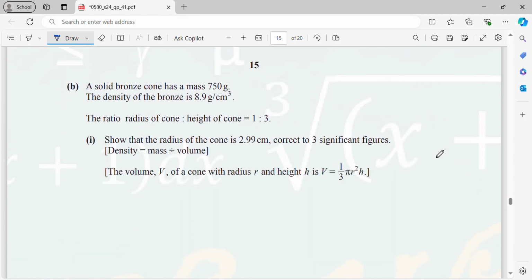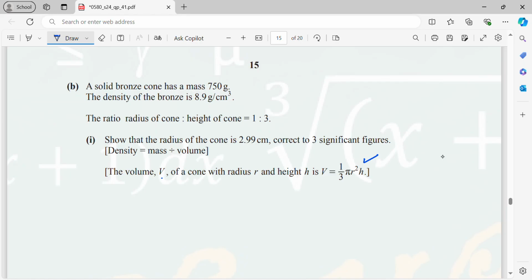Right, now B, a solid bronze cone has a mass 750 grams. The density of the bronze is 8.9 grams per centimeter cube. The ratio radius of cone to height of the cone is 1 to 3. So that the radius of the cone is 2.99 centimeters to 3 significant figures. Density is mass over volume. Volume of the cone is given.